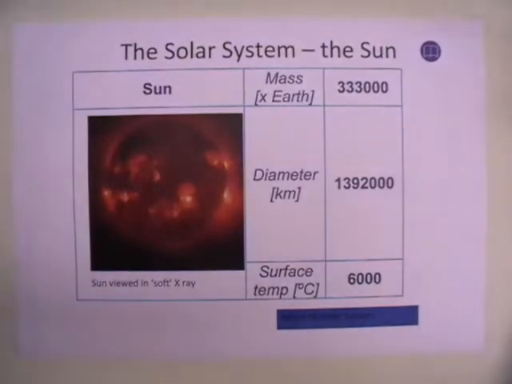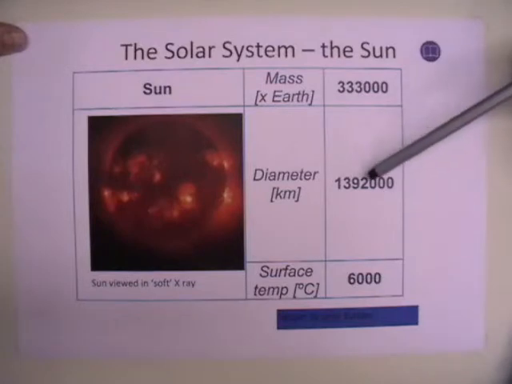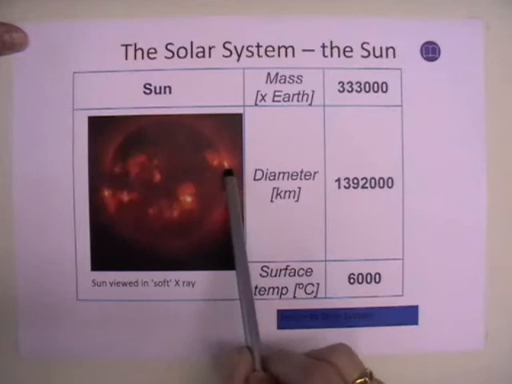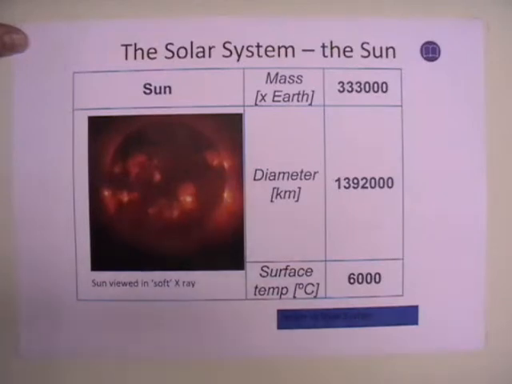These are just some facts about the Sun. It has a mass which is 333,000 times that of the Earth, so it's absolutely massive compared to the Earth. Its diameter is 1,392,000 kilometres, so from here to here. Its surface temperature is 6,000 degrees C.